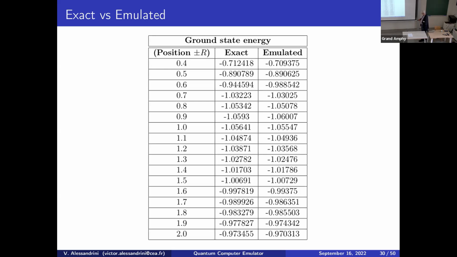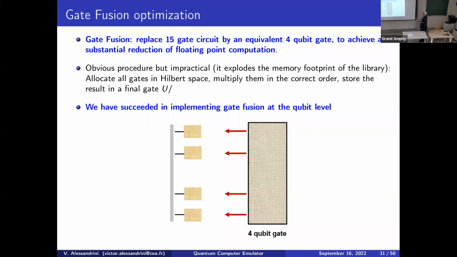Great precision, okay? So, fine, that means that I didn't make any mistake in programming my emulator for this problem. Now, we can do a little better than that. We can replace the 120 gate, the 15 gate circuit by a unique 4 qubit gate, unique. And provided that I am able to compute this unique 4 qubit gate.